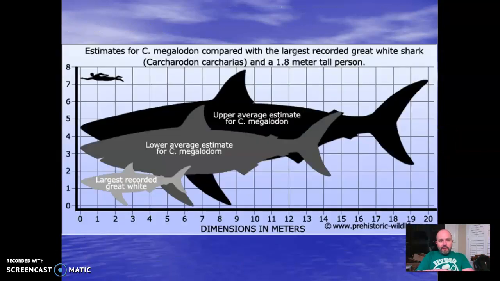To give you an idea of size of some of these guys, the largest recorded great white was a little over 6 meters in length. You can see that in comparison to a human. This is a human swimming up at the top left here, and that's the great white at the bottom.